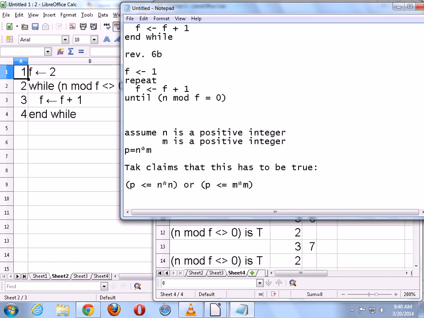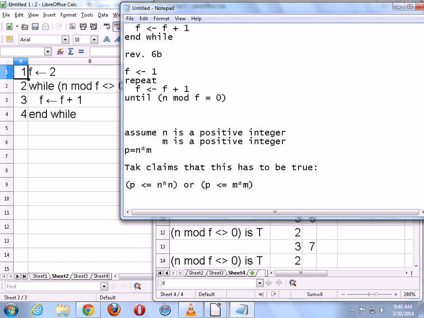Do you think that's true? In other words, you give me any positive integer, any n and any m. I can tell you that the product is going to be less than or equal to the square of the first number, or the product is less than or equal to the square of the second number. Can you prove me wrong?